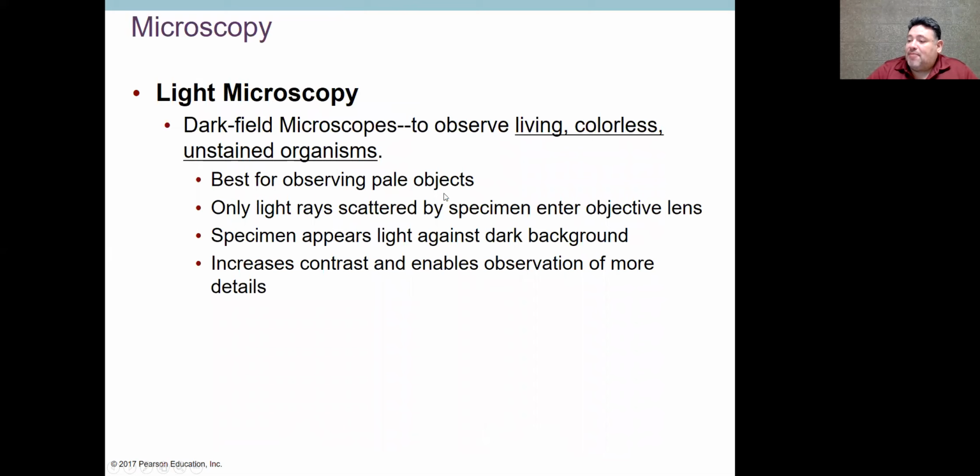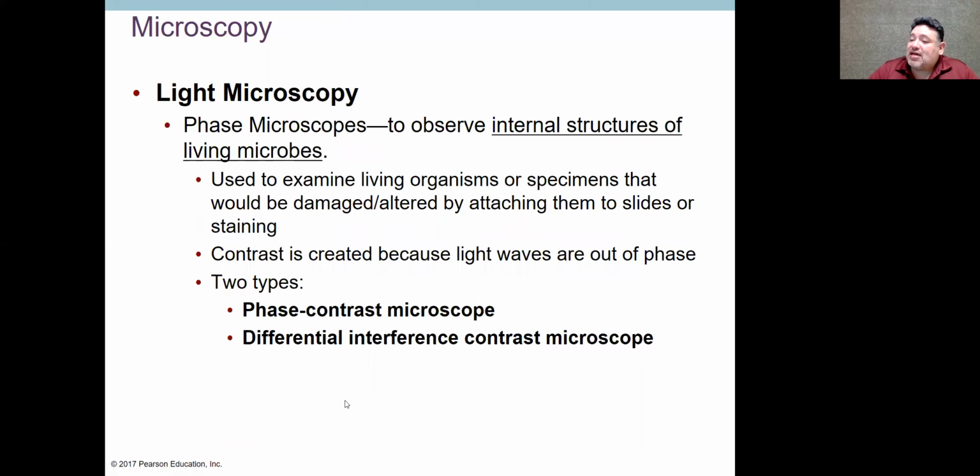So, pale objects, and consequently objects that are alive, okay? Only those rays that are scattered by the specimen enter the objective as that net dark background, and the resolution and contrast is very, very high in dark field. Next comes phase microscopes, okay?